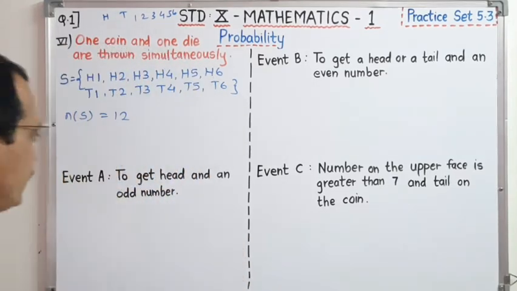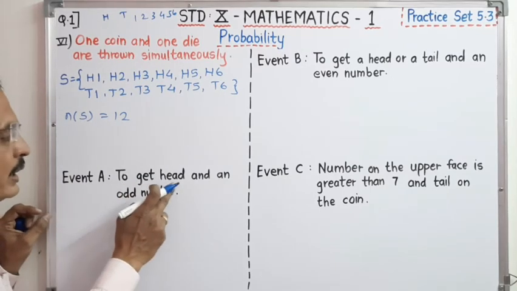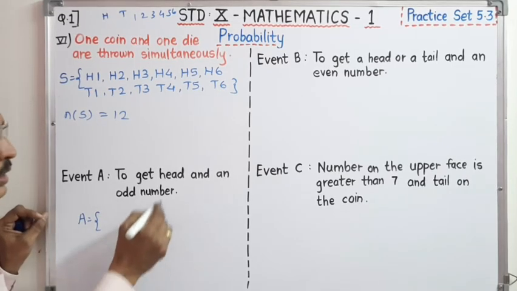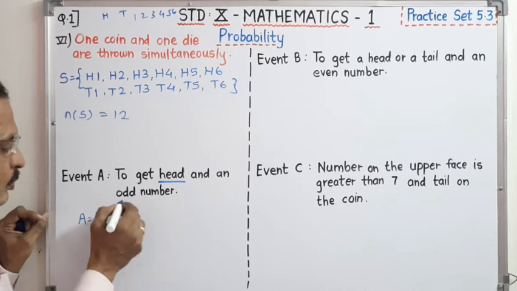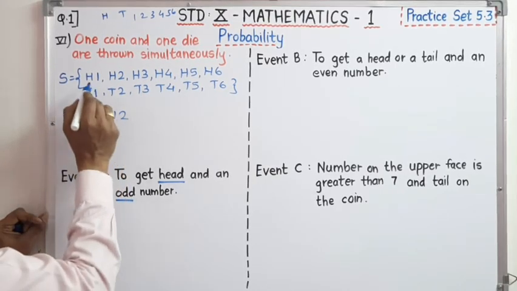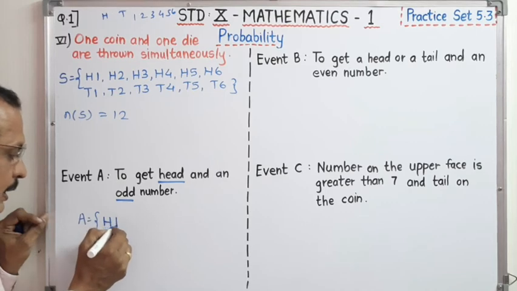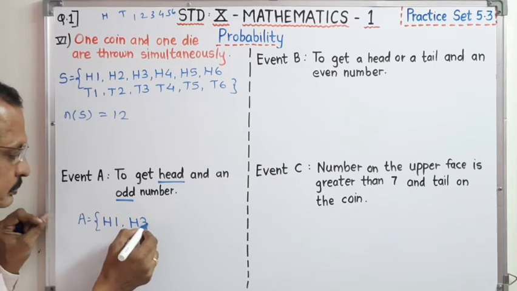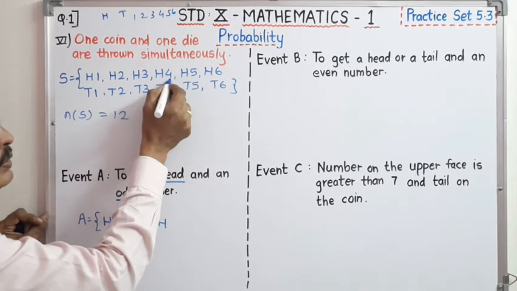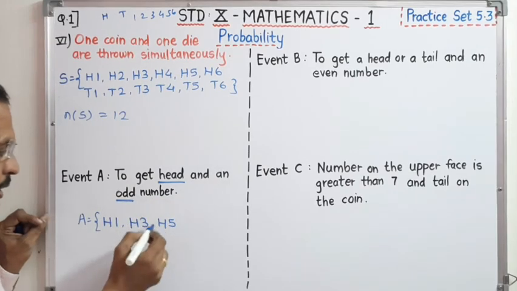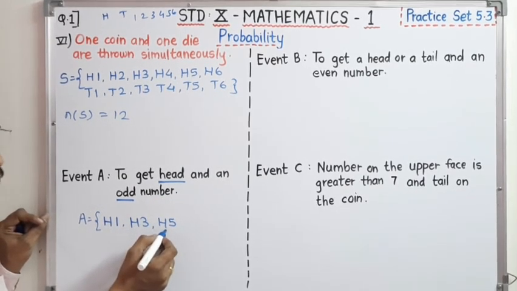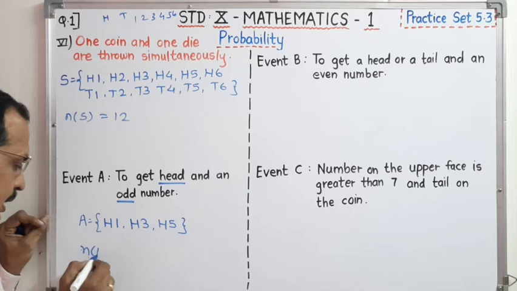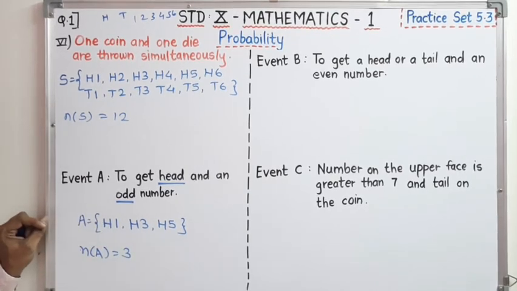Now see the event A. Event A: to get head and an odd number. The first condition is head, and the number should be odd. Head and 1. Head and 2 is an even number. H3, H4 even number, H5 odd number. Therefore H1, H3 and H5, because head and odd number is there. Therefore for event A, number of A is equal to 3.